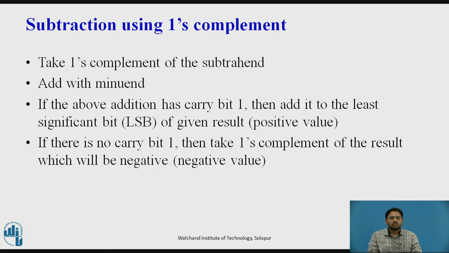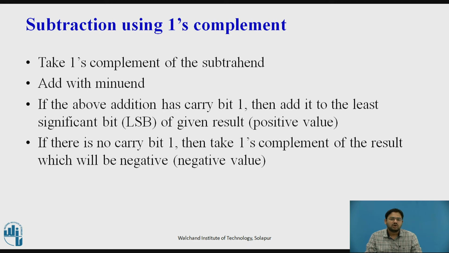So what you have to do with this carry is take that carry and add it to the least significant bit. The least significant bit is the rightmost bit in your given binary number. So you add that one, and you'll get the actual value of the subtraction. So if there is a carry, that means the result is positive.